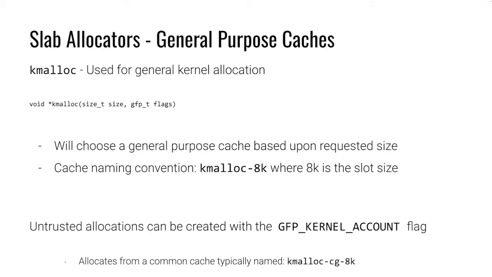Now, one of the more recent additions is the addition of the GFP_KERNEL_ACCOUNT flag. This is used specifically to note that the allocation is going to be some kernel object that isn't necessarily trusted. Like, say it's some kernel object that also contains userland data, right? We're going to copy userland data into this kernel object. By specifying GFP_KERNEL_ACCOUNT, these allocations will go to a dedicated cache that kind of mirrors the general purpose kmalloc caches. So instead of going to, for instance, kmalloc-8k, it would go to a cache named kmalloc-cg-8k. And this is where these untrusted allocations can reside.